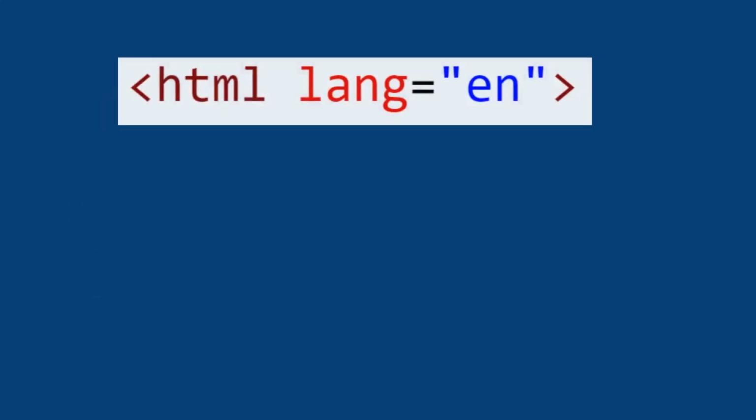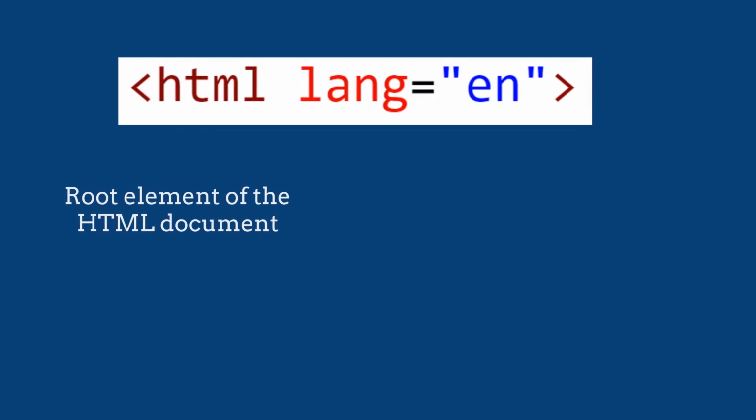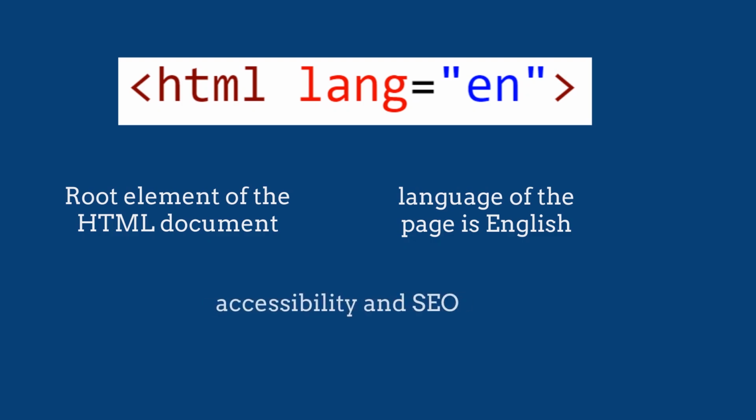The HTML. This is the root element of your HTML document. All your visible content and metadata live inside this tag. The attribute lang, which is equal to en, tells the browser and assistive technologies like screen readers that the language of this page is English. It also helps to improve accessibility and search engine optimization, commonly known as SEO.